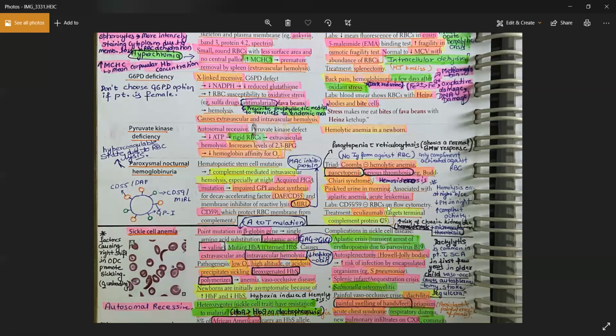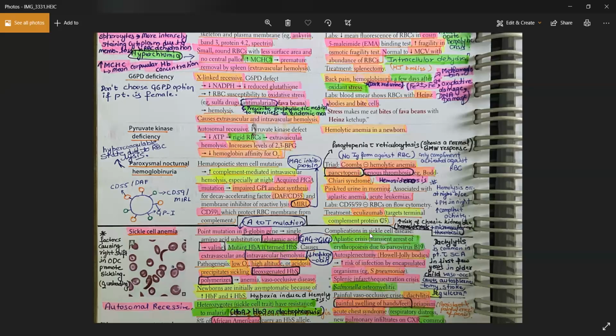Treatment includes the inhibition of the complements, especially the complement C5, which ultimately makes the membrane attack complex, right? So you need to inhibit the C5 by giving the patient eculizumab. It is an antibody that targets the C5.